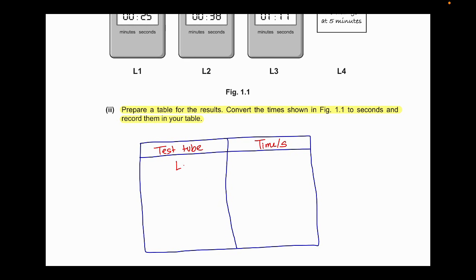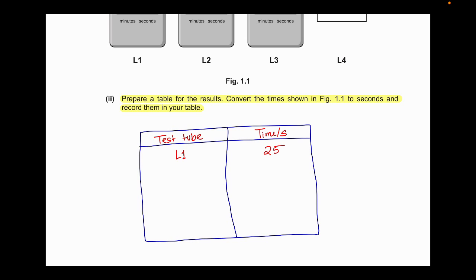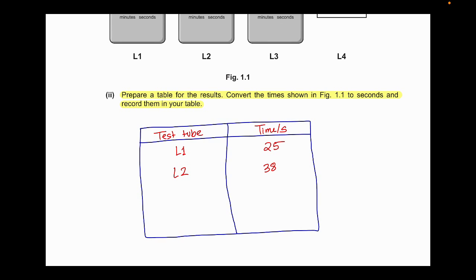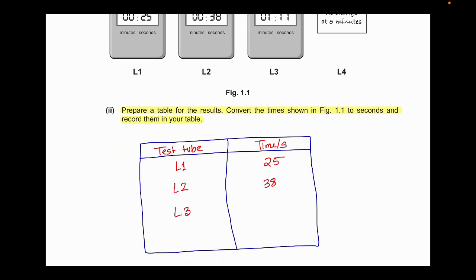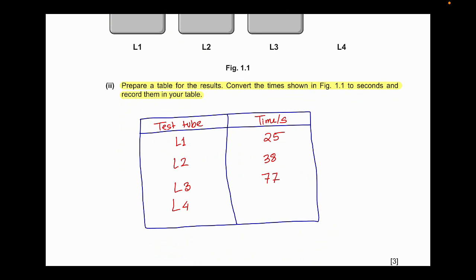So first of all, the answer for L1: it took 25 seconds, so we'll just simply write down 25. For L2, it took 38 seconds, so we're just directly going to write down 38. For L3, it took 1 minute 17 seconds, so 1 minute is equal to 60 seconds plus 17 seconds is equal to 77 seconds. For L4, we can see no change at 5 minutes, so we are definitely going to write down here greater than 300.